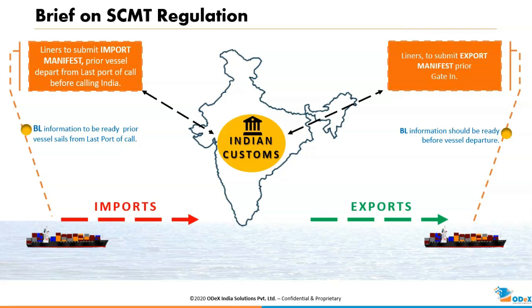For exports, it is same as it is for imports. The BL information should be ready before the vessel departs from the Indian port. Liner needs to submit the export manifest prior the vessel gets in. So as mentioned prior, the major changes will be your file name and your file formattings and the timelines of your houses.